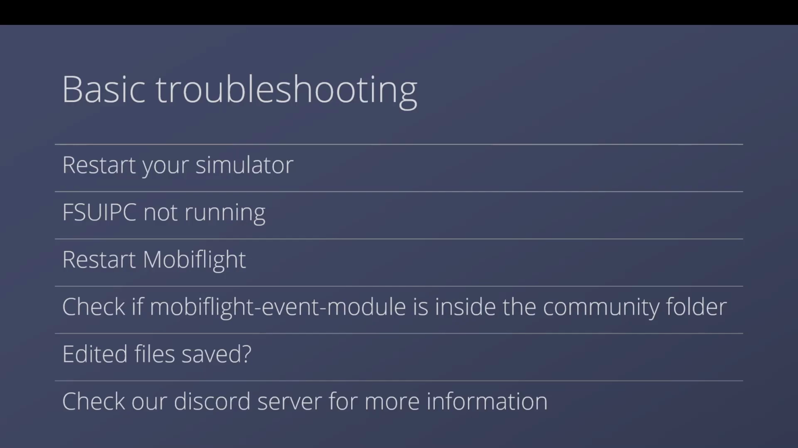Basic troubleshooting. I faced some troubles in the past, like everyone else, and these are the steps I'm following. Basically restart my simulator if something happens. Sometimes I forget to restart FSUIPC after I close or restart the simulator, so that might be one step you should take a look at. Restart MobiFlight, which also restarts somewhat the Arduino boards. Check if the MobiFlight event module is really inside the community folder, or if you forgot that step.